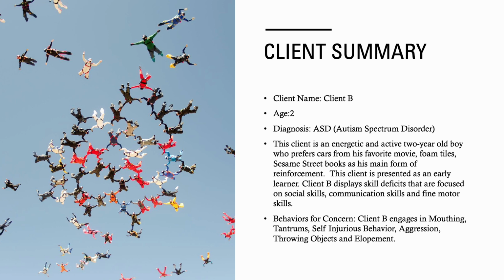This client is presented as an early learner for early intervention, and Client B displays certain specific skill deficits that are focused on social skills, communication skills, and fine motor skills. The behaviors that are targeted for concern are that Client B engages in mouthing, tantrums, self-injurious behavior, aggression, throwing objects, and elopement.